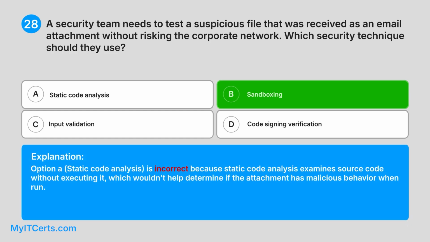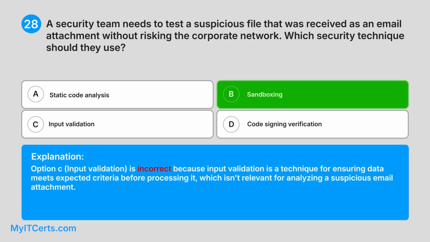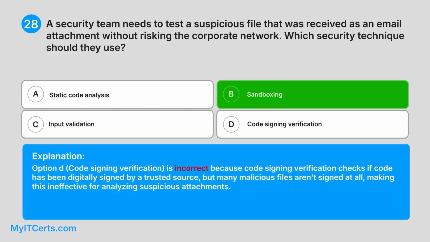Option A, static code analysis, is incorrect because static code analysis examines source code without executing it, which wouldn't help determine if the attachment has malicious behavior when run. Option C, input validation, is incorrect because input validation is a technique for ensuring data meets expected criteria before processing it, which isn't relevant for analyzing a suspicious email attachment. Option D, code signing verification, is incorrect because code signing verification checks if code has been digitally signed by a trusted source, but many malicious files aren't signed at all, making this ineffective for analyzing suspicious attachments.